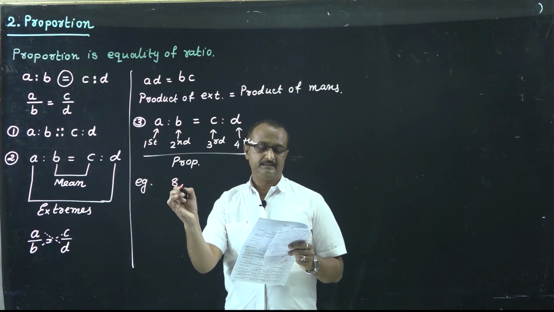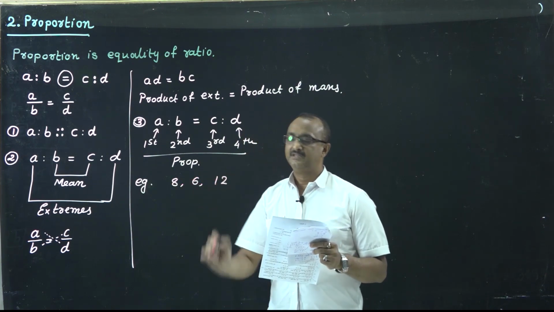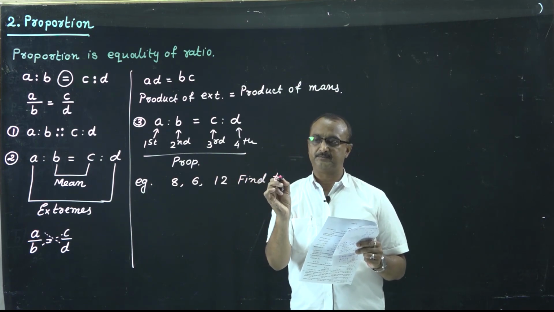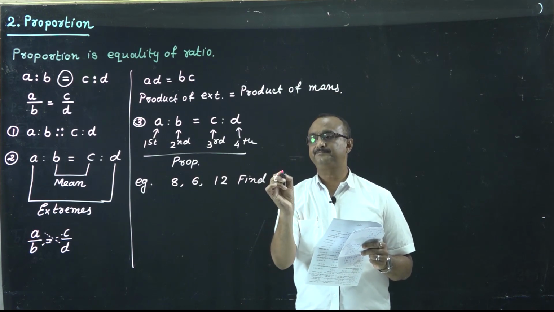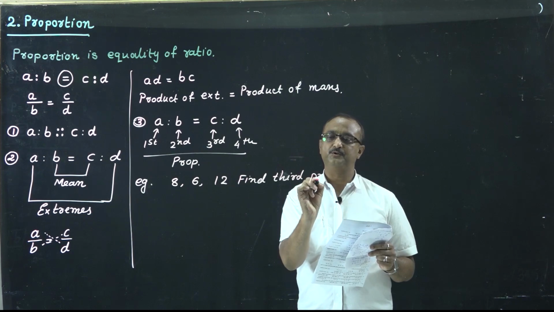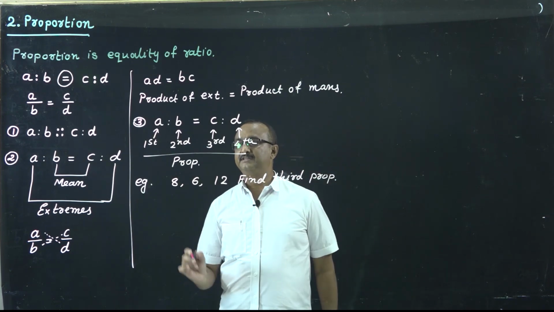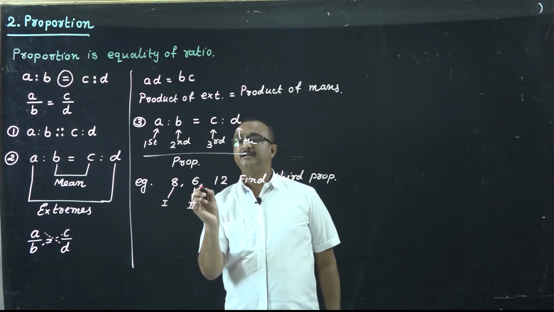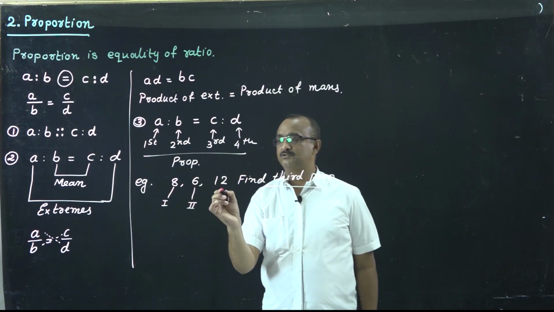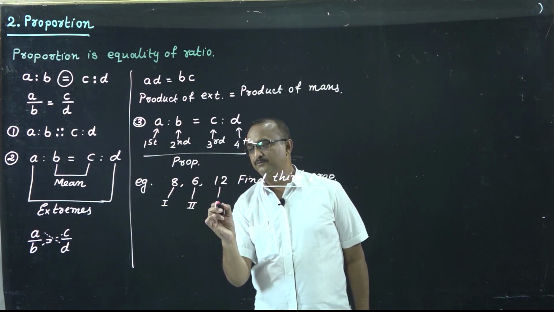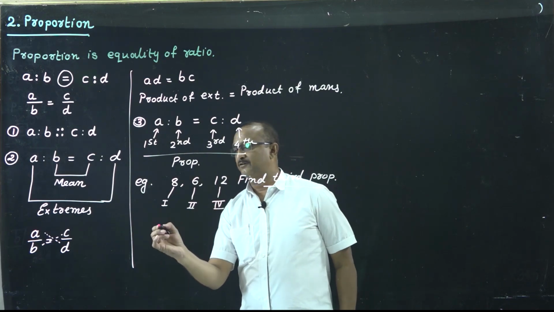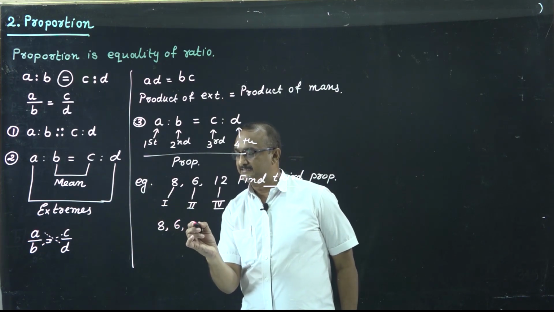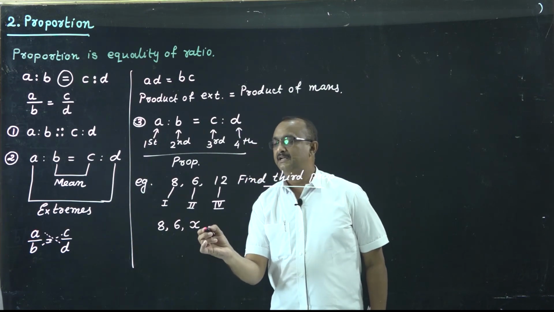If 8, 6 and 12 are three terms, and the question is asking to find third proportional. So, this is first term, this is second term. The third term we have to find, so it is called fourth proportional. We can also write the terms in sequence 8, 6. Let us assume that x is third proportional and 12.